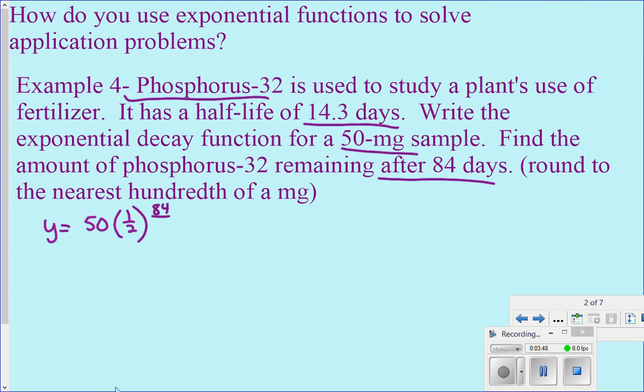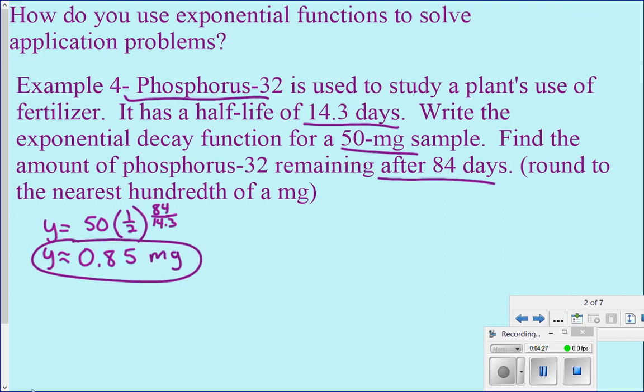I'm just checking to see if the units are the same, so they're both in days, so we don't have to convert anything. And we're dividing that by the half-life length, which is 14.3 days. So when I enter that in my calculator, 50 times 1/2 to the 84 divided by 14.3 power, I get, after rounding, 0.85 milligrams, which is our answer.